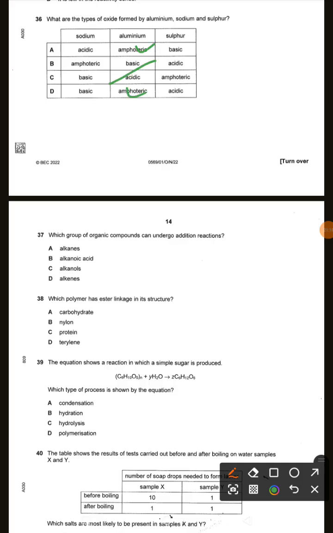Then sodium forms a basic oxide, so we take this, not an acidic. And then sulfur forms an acidic oxide. So our answer is going to be D. Okay. Remember, we have different types of oxides.